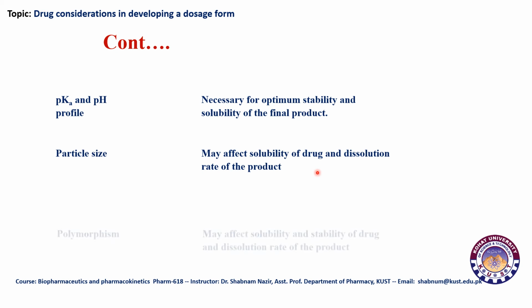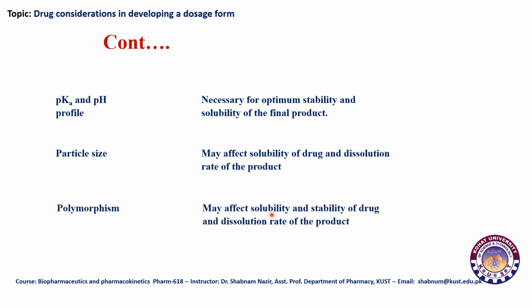Another one is polymorphism, which may impact solubility and stability of the drug and dissolution rate of the product. Polymorphism, as you know, is when the same chemical substance exists in various physical forms, and those physical forms have various stability and solubility profiles. So if a compound is polymorphic, depending upon whichever polymorphic form you select and include in your desired product, that would impact the ultimate stability and solubility of the drug. We will discuss this in detail in the next lecture.